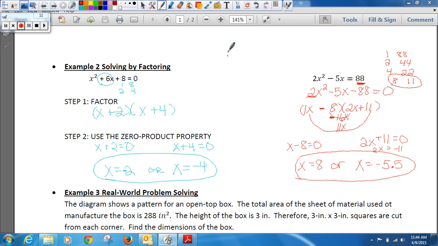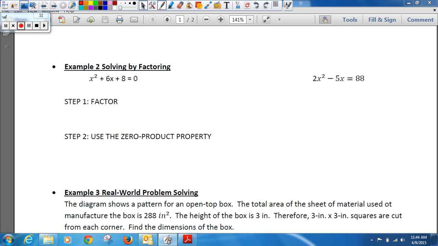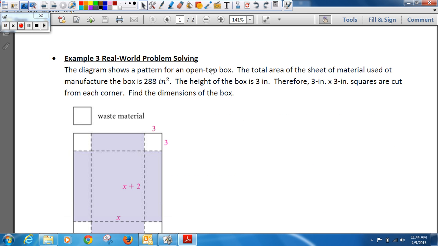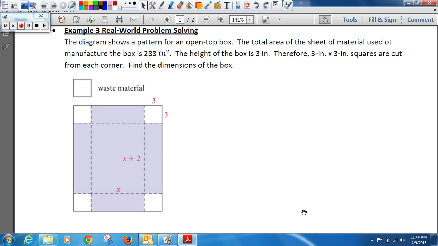Our real-world problem solving then says the diagram shows a pattern for an open top box. The total area of the sheet of material used to manufacture the box is 288 square inches.